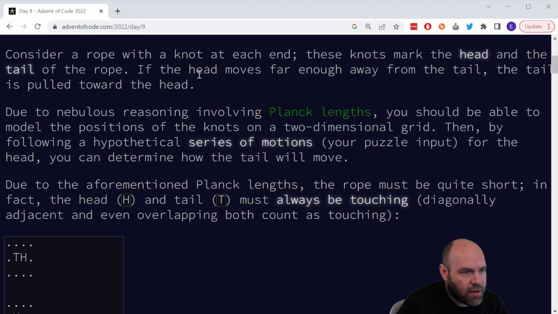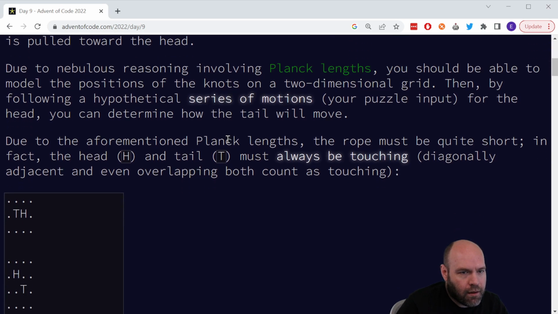Consider a rope with a knot at each end. These knots mark the head and tail of the rope. If the head moves far enough away, the tail is pulled towards the head. Okay? Due to the nebulous reasoning involving plank links, you should be able to model the positions of the knots on a two-dimensional grid. Then, by following a hypothetical series of motions, your puzzle input, for the head, you can determine how the tail will move.